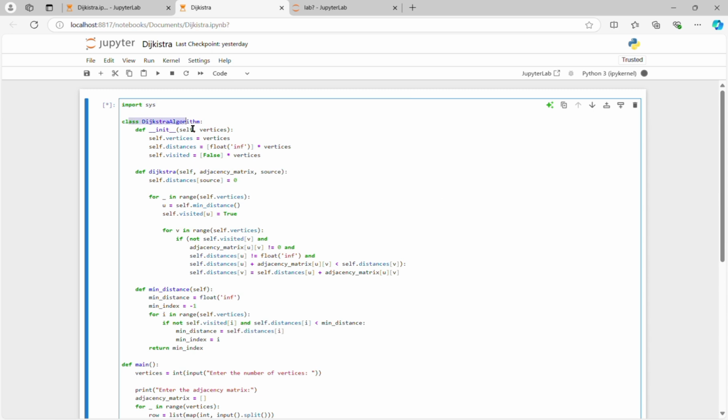Let's create the class DijkstrasAlgorithm. The init method initializes the class with the number of vertices. It sets up two lists, distance and visited.